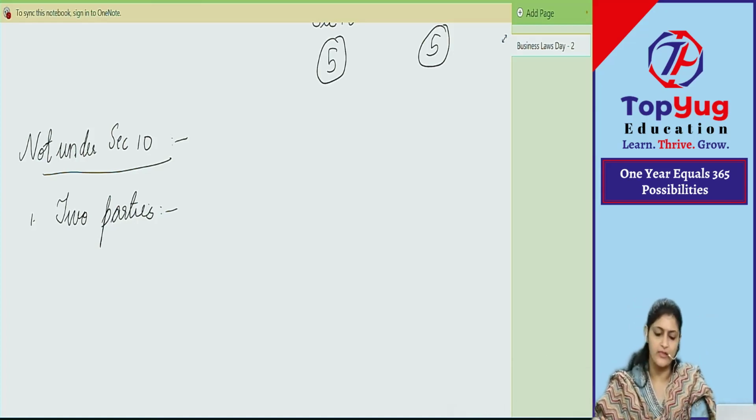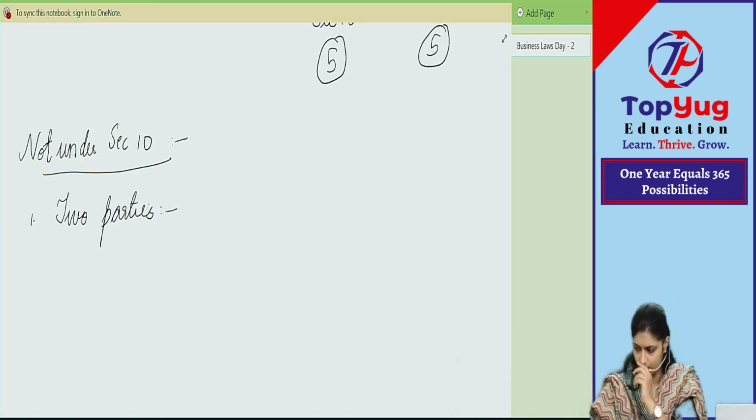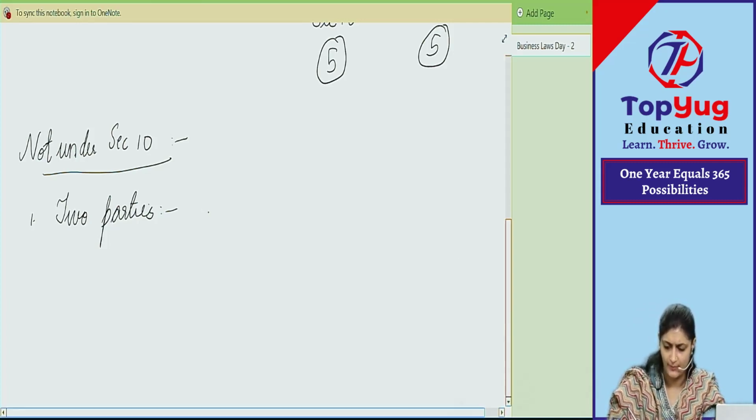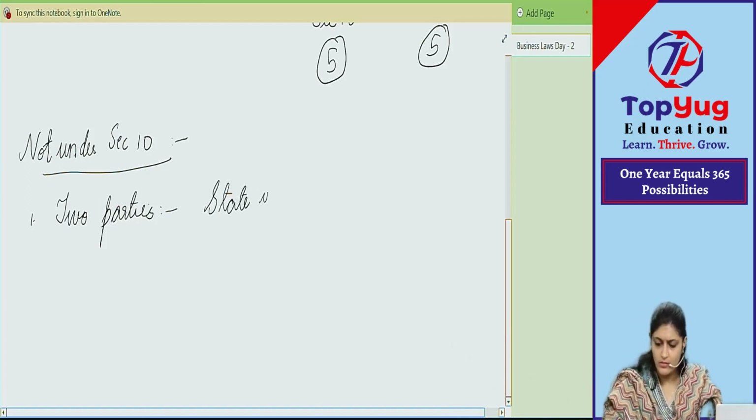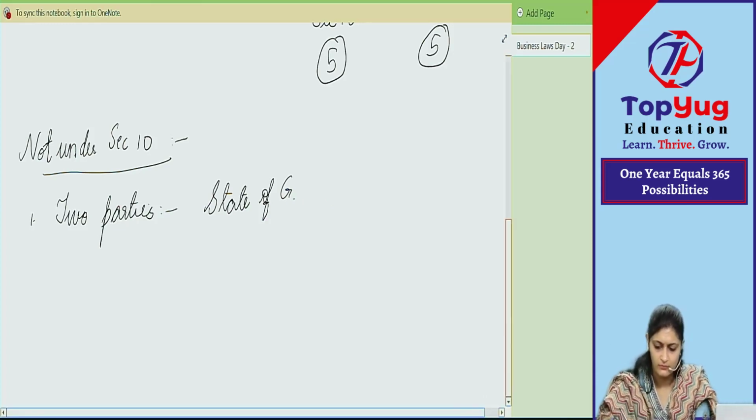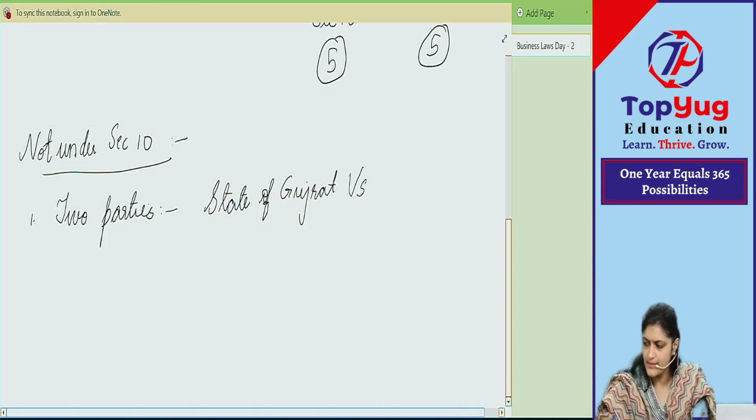Okay. Now there was a case law because of which this point came into picture, which has supported this point. State of Gujarat versus Ramandal S&C Company.